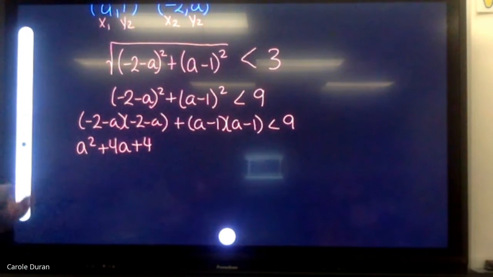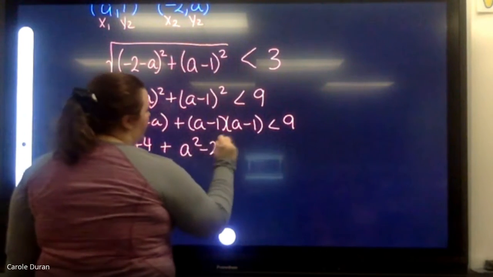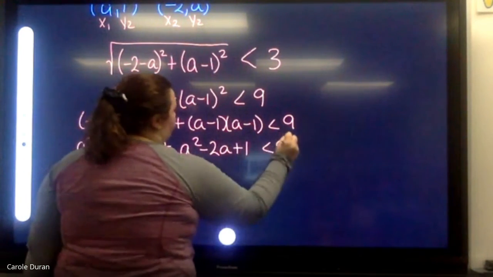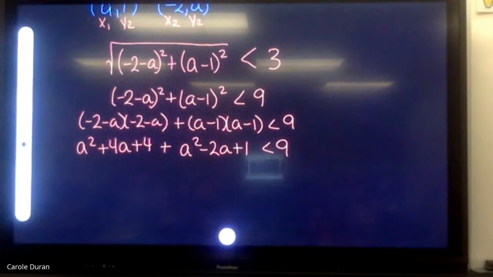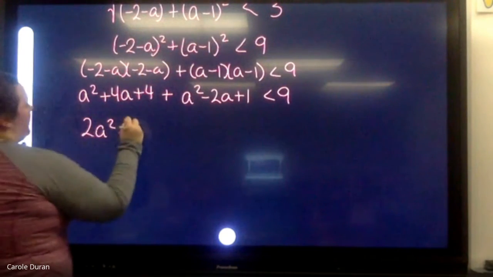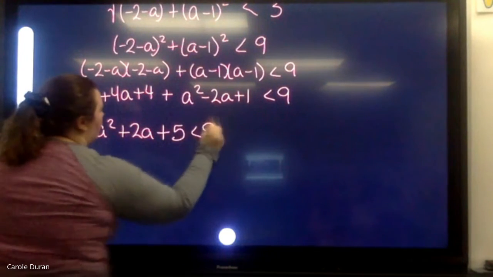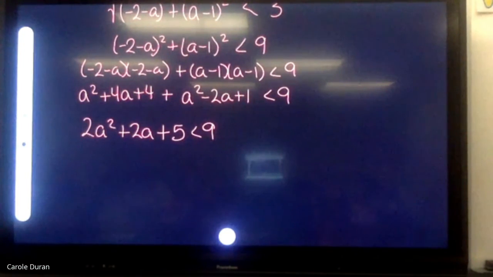So when I do the first one, I get a squared plus 4a plus 4. And then plus, I do the same thing with this right-hand side. I get a squared minus 2a plus 1. I can go ahead and put together my like terms. A squared and a squared is 2a squared. 4a minus 2a is a positive 2a. 4 plus 1 is 5. And then less than 9. I'm going to pause here to get you guys to catch up.